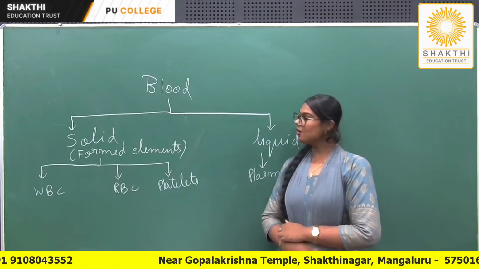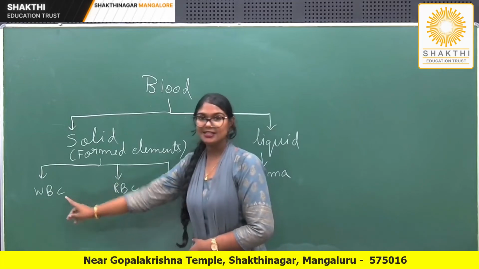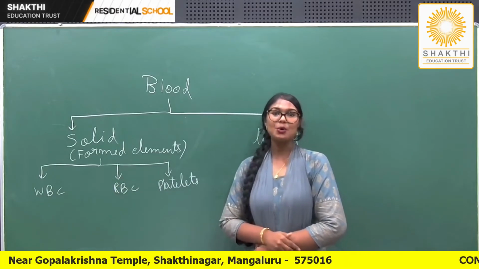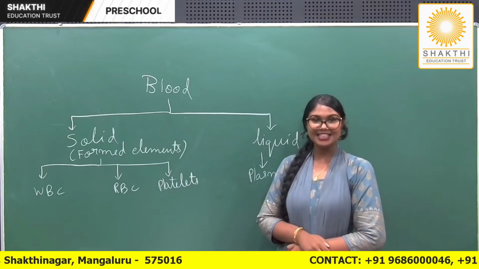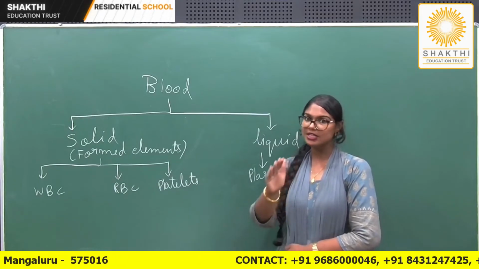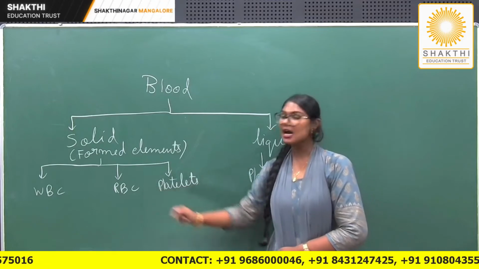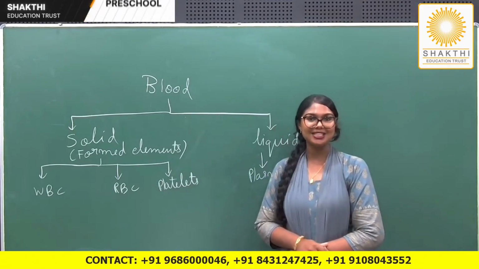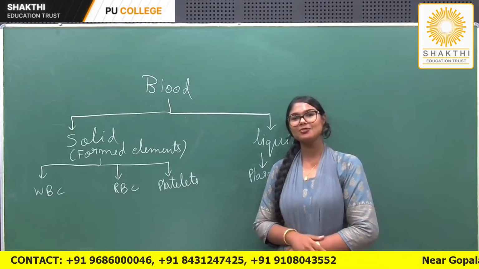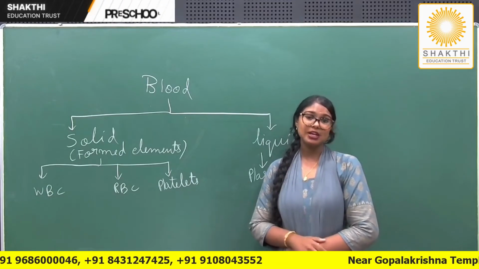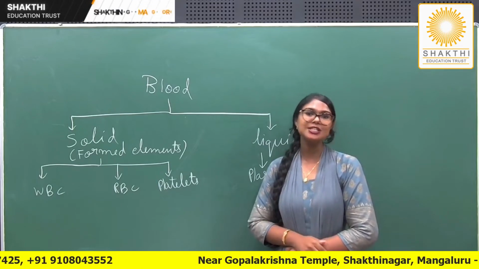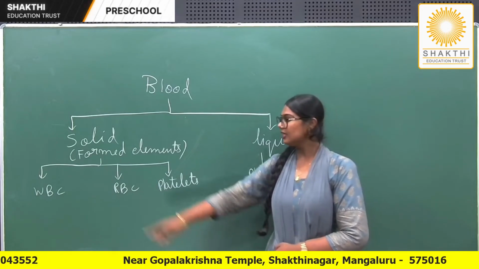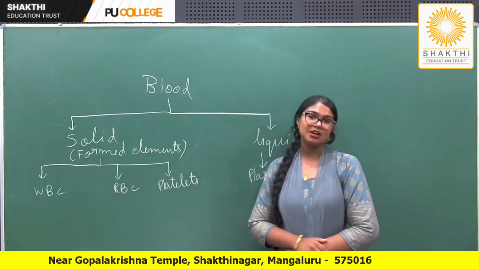The solid component of the blood, that is WBC, stands for white blood cell. As the name itself indicates, these cells are white in color. They do not have a particular color like RBC, which stands for red blood cell. What is the function of WBC? They are used against defense mechanism, students. They will provide immunity to the body. Very important. They are involved in immunity of the body.